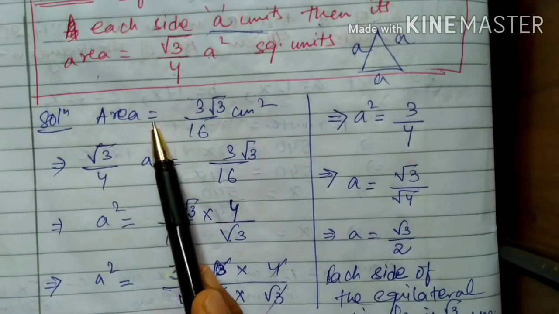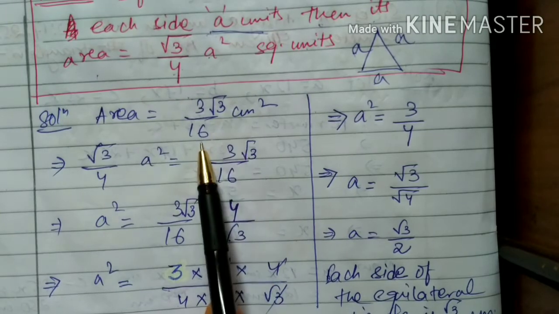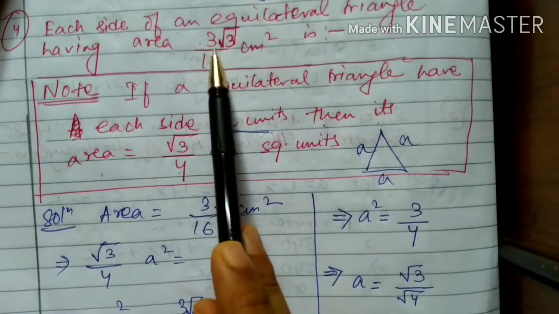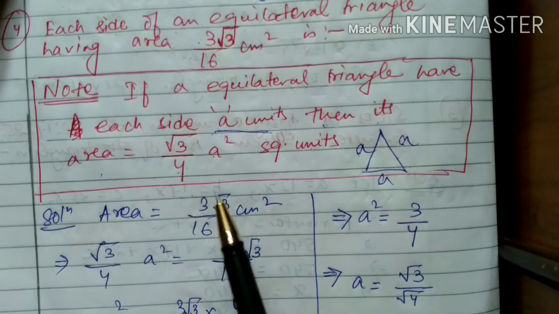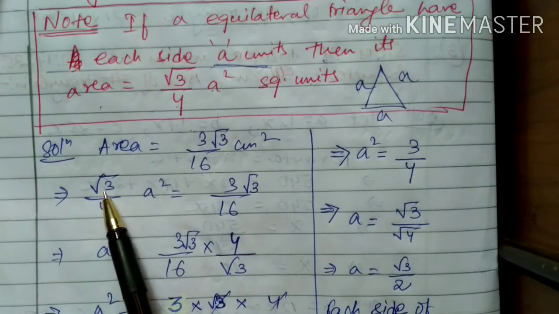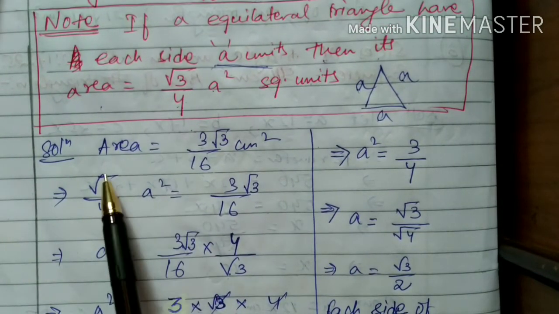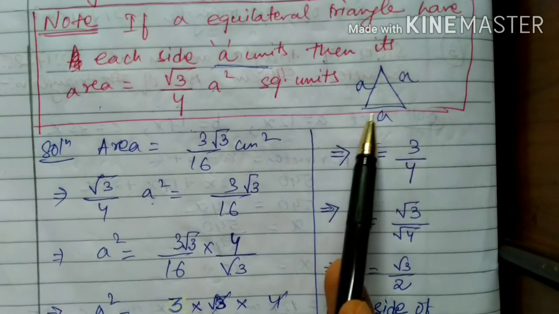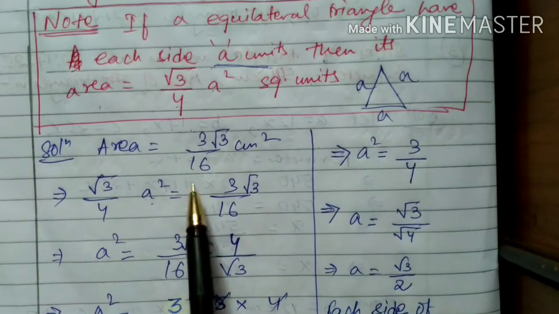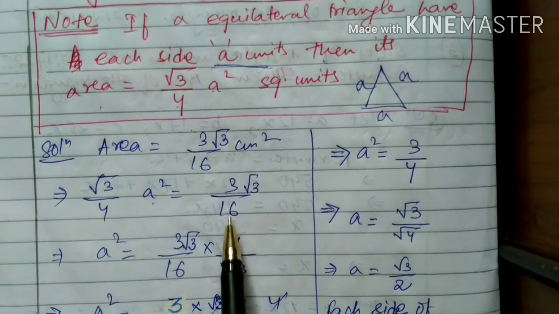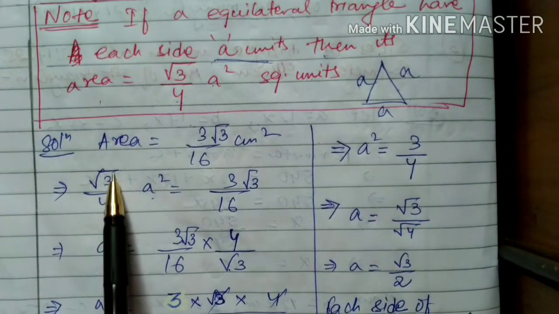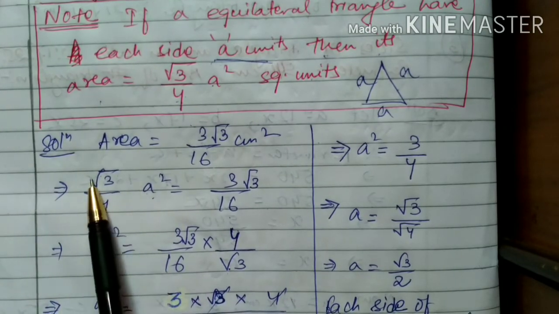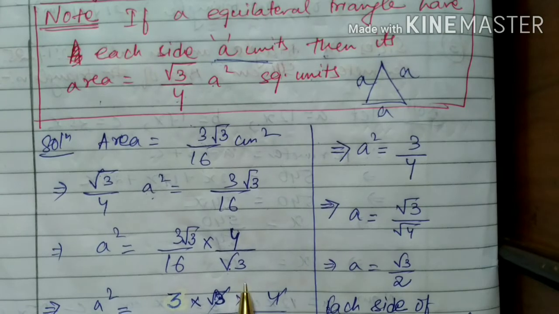The area is given as 3 root 3 by 16 centimeter square. Now we know the area formula is root 3 by 4 A square, where A is each side of the equilateral triangle. Now we will solve it. Here it is divided by 4, so it goes there as 4 into root 3, so 4 by root 3.